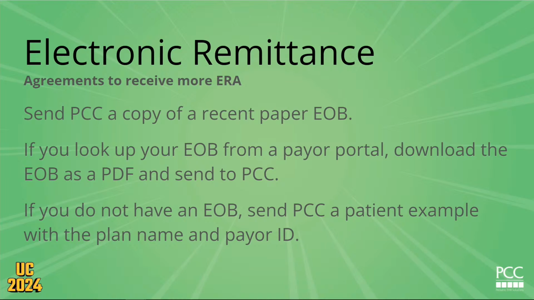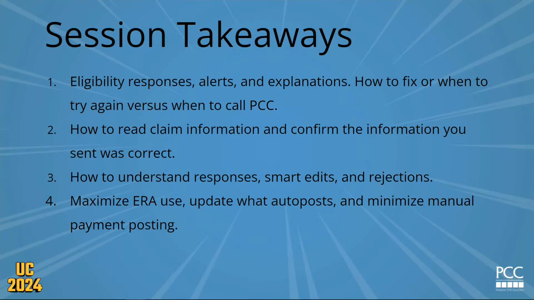Next thing is, how do you get more ERA in your system? You've signed up with a bunch of payers, but you still maybe have a few that are missing. What do we need on our side? You're going to be sending PCC a copy of a recent paper EOB. If you look that up from a patient portal, you can download it as a PDF and send it over to us, or you can scan it. We'll take that information, work with the payer, and try to figure out the routes that we need to make sure that's all set up for you.